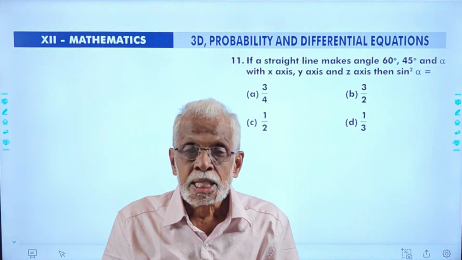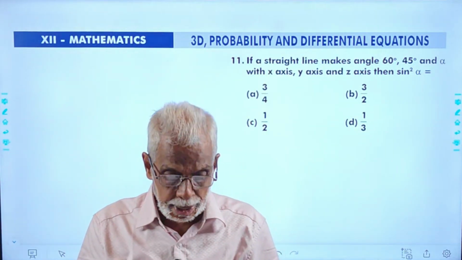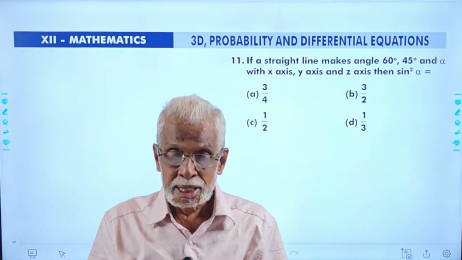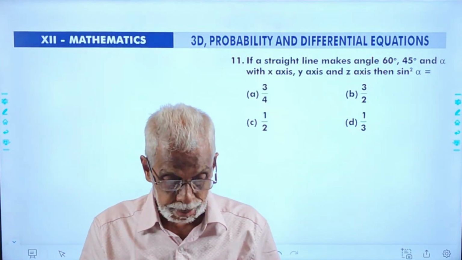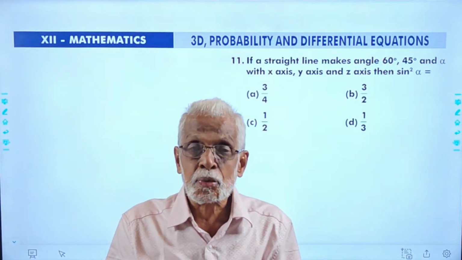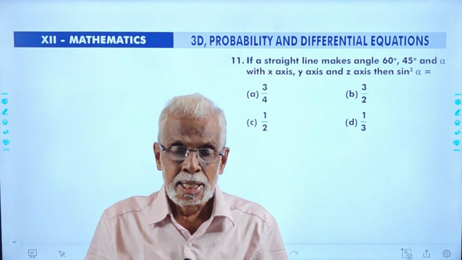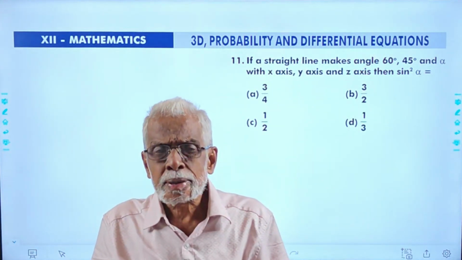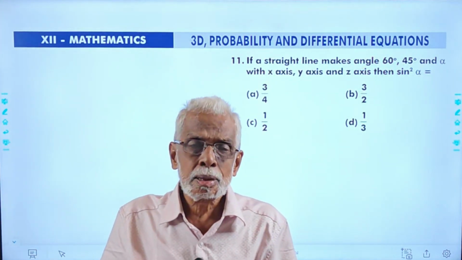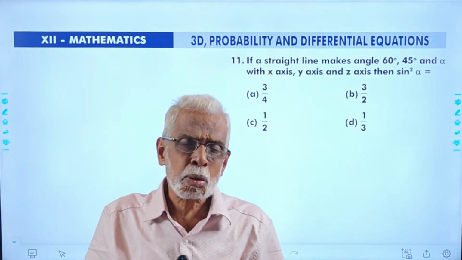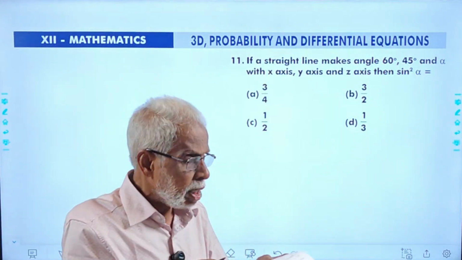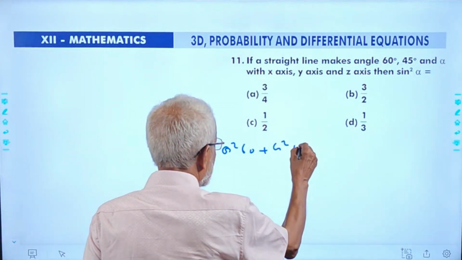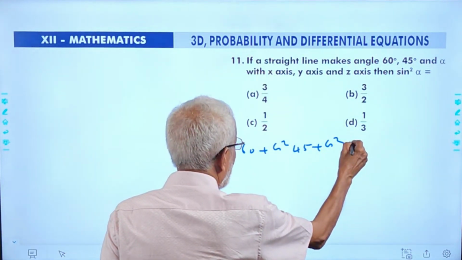11th question. If a straight line makes angles 60 degree, 45 degree, and alpha with x-axis, y-axis, and z-axis, then we have to find sin square alpha. We know 60 degree, 45 degree, and alpha are direction angles. We know the sum of the squares of the direction cosines is 1. Therefore, cos square 60 plus cos square 45 plus cos square alpha is 1.